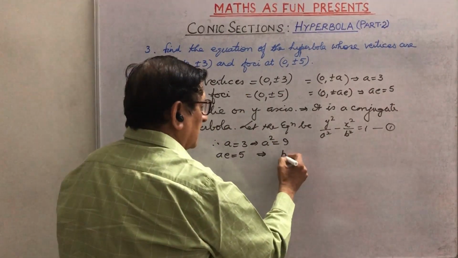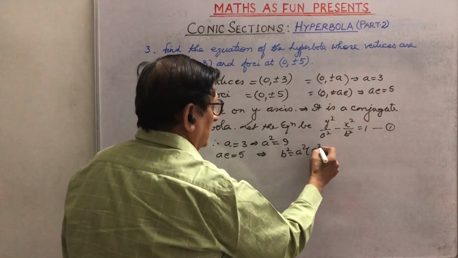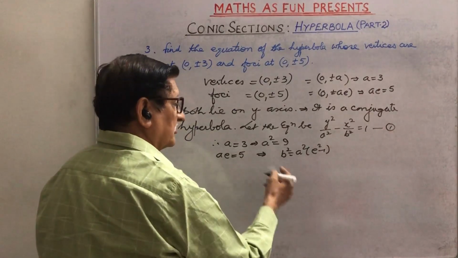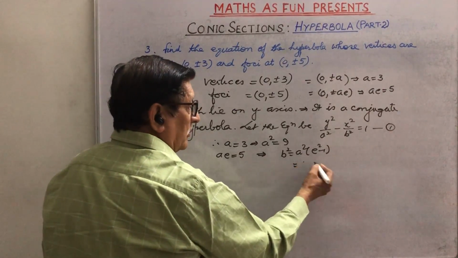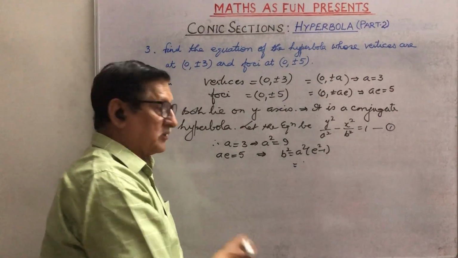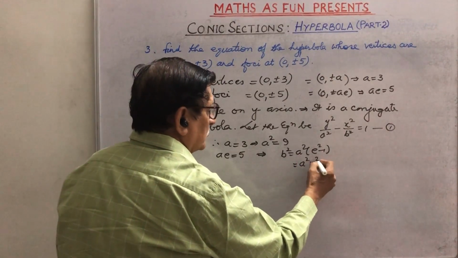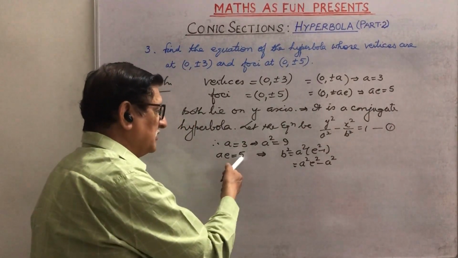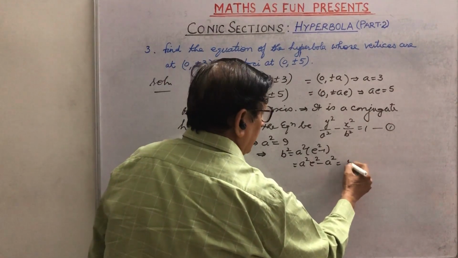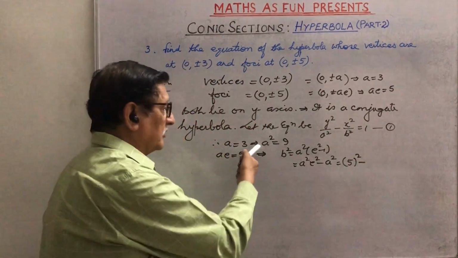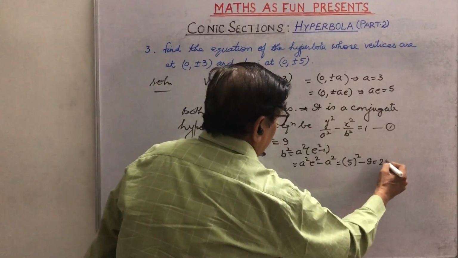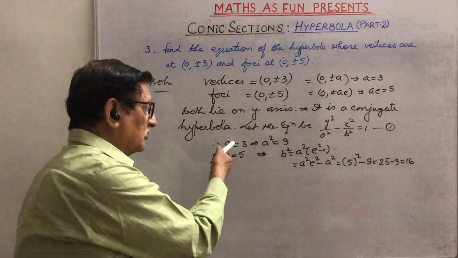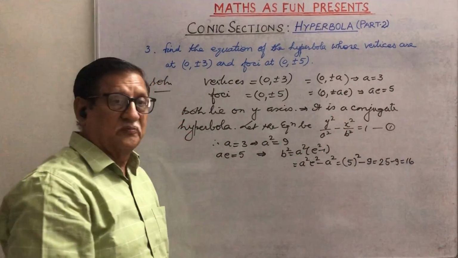So we know that b square is equal to a square into e square minus 1. If we substitute the values here of a square and ae, it means we simplify this. This will be a square e square minus a square. This is ae. ae means 5 and the square of 5 will be 25 and that of a square, that is 9. 25 minus 9 is equal to 16. So we have got the value of a square and also we have got the value of b square.